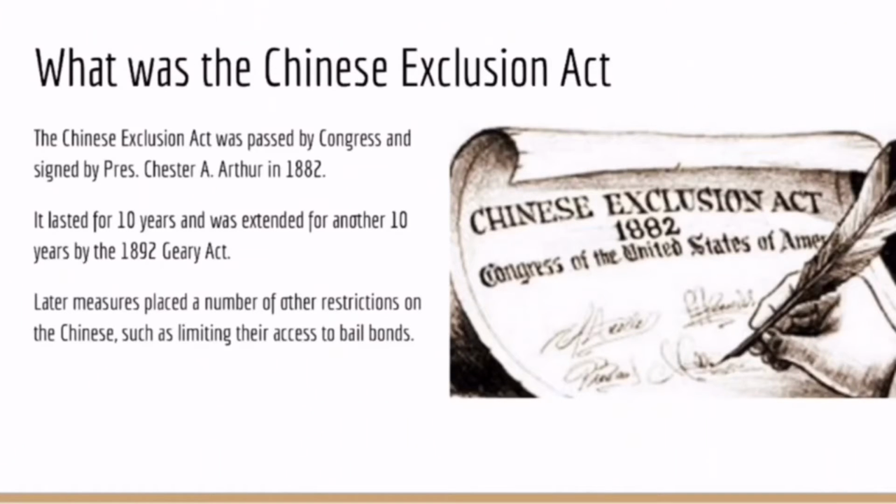It lasted for 10 years and was extended for another 10 years by the 1892 Geary Act, written by California Representative Thomas J. Geary and was passed by Congress on May 5, 1892. The Geary Act also required that Chinese would have to carry identification certificates or face deportation. Later measures placed a number of other restrictions on the Chinese, such as limiting their access to bail bonds. They could easily be thrown in jail or sent back to their home country.